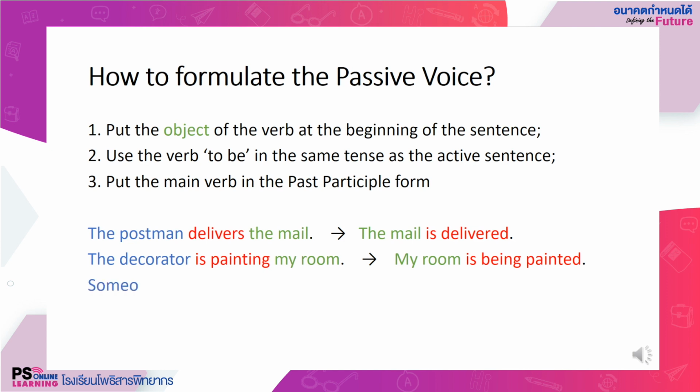One more example. Someone stole the money. Stole is past simple form. The past simple form of to be verb is was or were. So the sentence would be the money was plus the past participle form of the verb. The money was stolen.